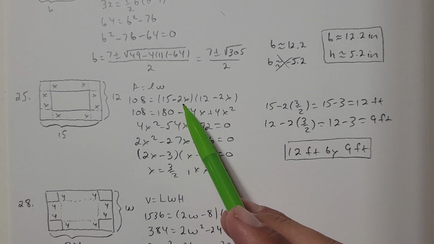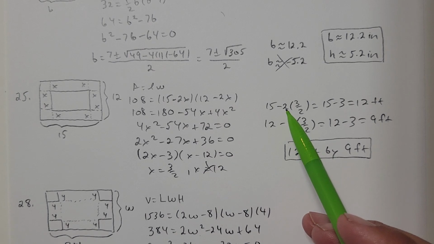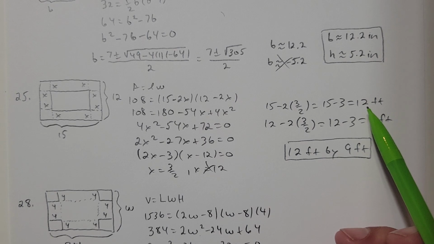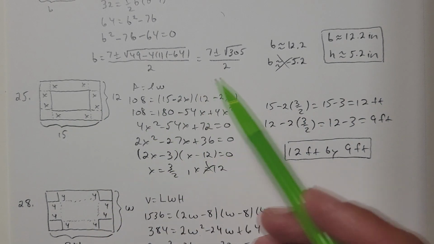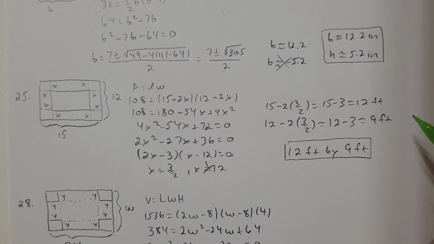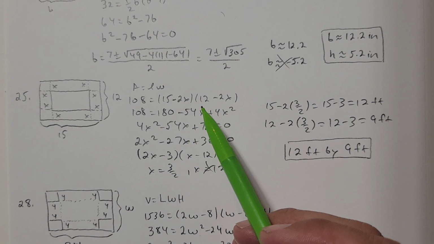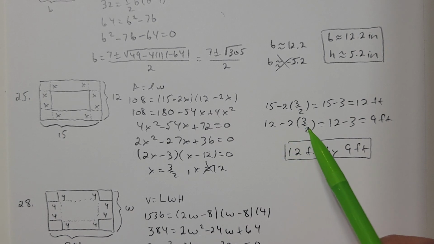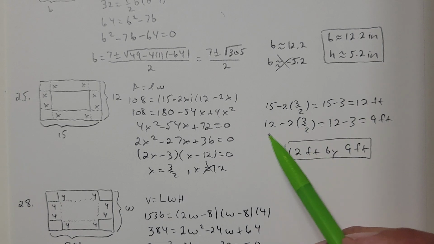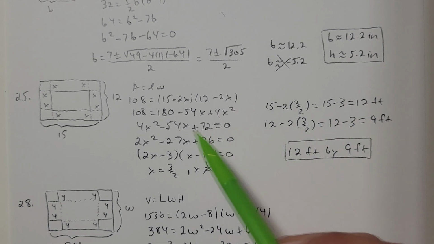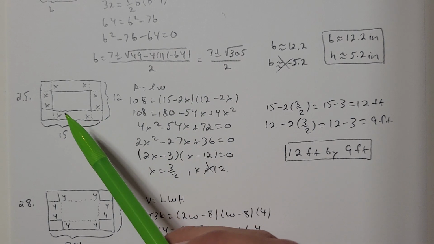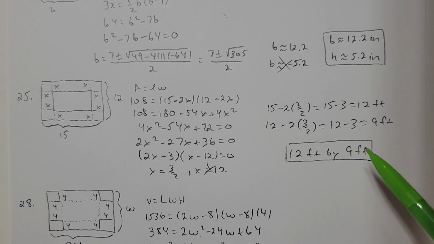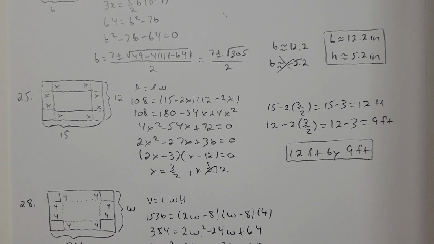So 15 minus 2x, where x is 3 halves. So 15 minus 2 times 3 halves, the 2's cancel. 15 minus 3 is 12. Yeah, 12 feet, that'd be the length of the rug. And then 12 minus 2 times x, which is 3 halves. The 2's cancel again. 12 minus 3 is 9. So 9 feet is the width of the rug. Okay, so the length of the rug is 12 feet, and the width of the rug is 9 feet. Okay, that's the dimension, that's my answer.